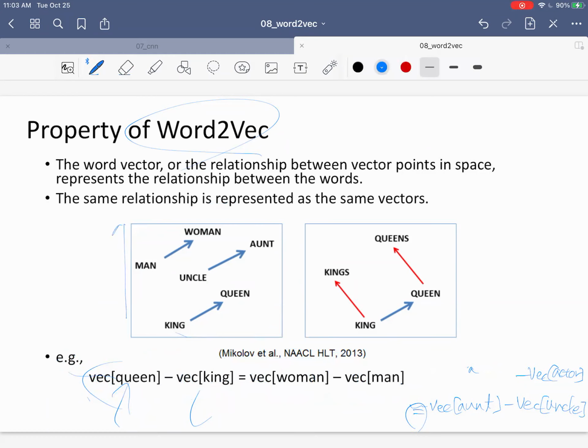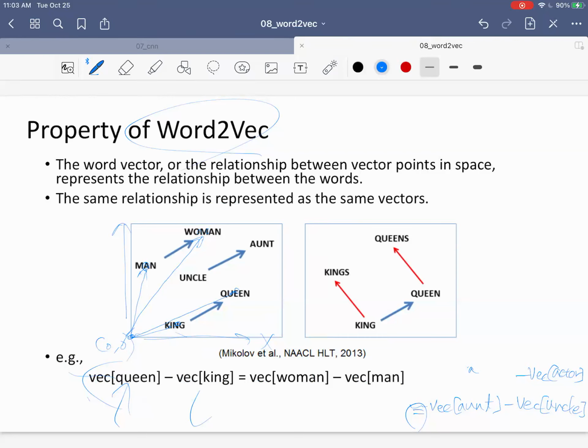This is your y-axis, and this is your x-axis, and let's assume this is the point of origin. Then this would be your man vector. This would be your woman vector, like here. And this is your king vector. This is your queen vector.